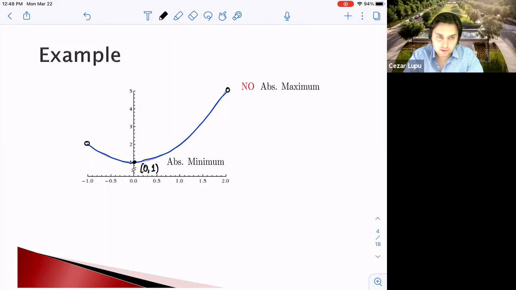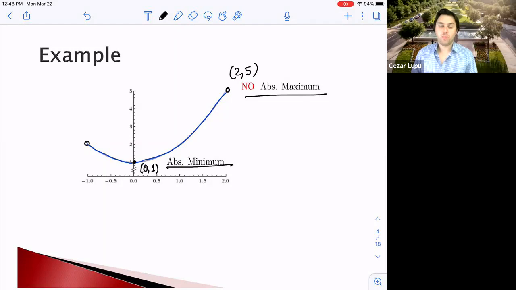Because the lowest point on the graph is the point of coordinates 0, 1, which is contained, right? But here I have a hole at this point of coordinates 2, 5, I think, right? And it has no absolute maximum, because the graph doesn't contain that, but we do have an absolute minimum, right? So this is an example of a function with an absolute minimum and with no absolute maximum.